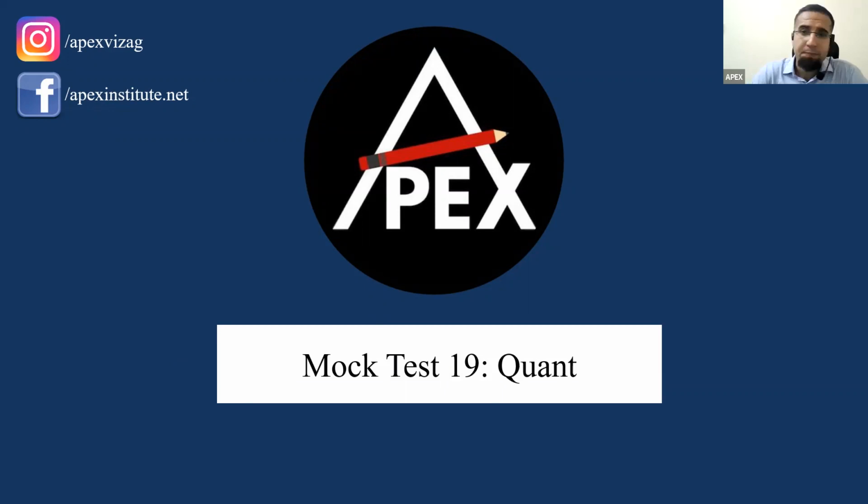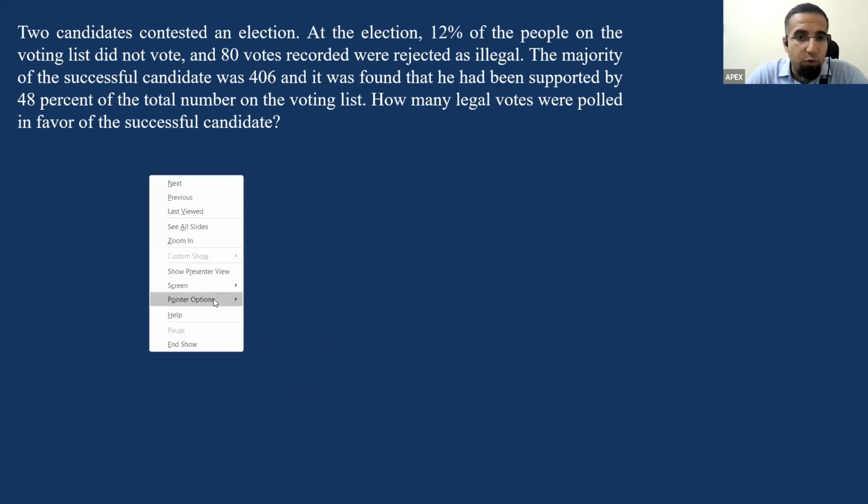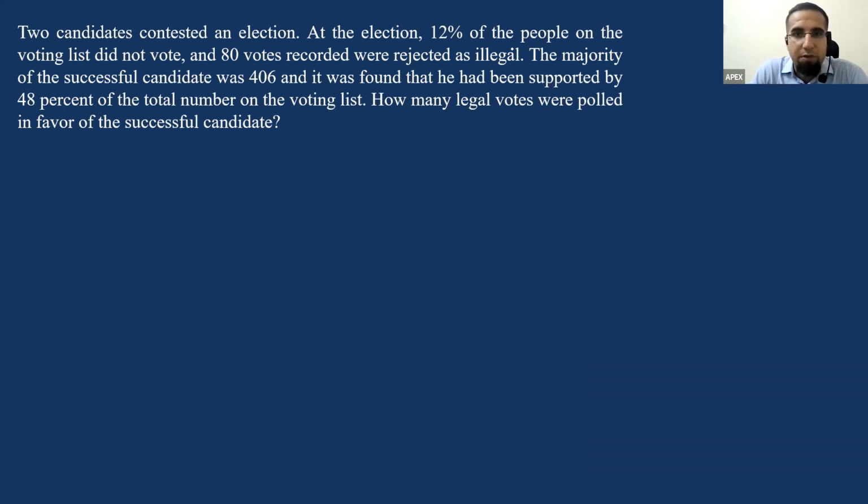Let's start discussing it. I start with the first question, which is talking about percentage and votes. The first question says there are two candidates who contested in an election. At the election, 12% of the people on the voting list did not vote. So I'm talking about 12 percent of the people in the voting list. I assume that the total people in the voting list is 100x. So people who did not vote are going to be 12x.